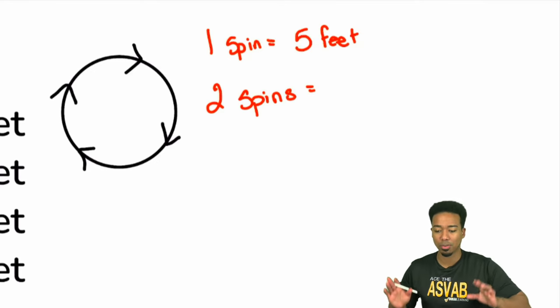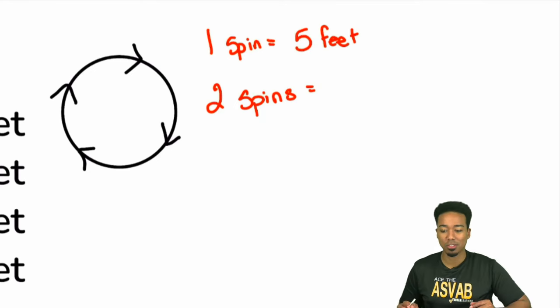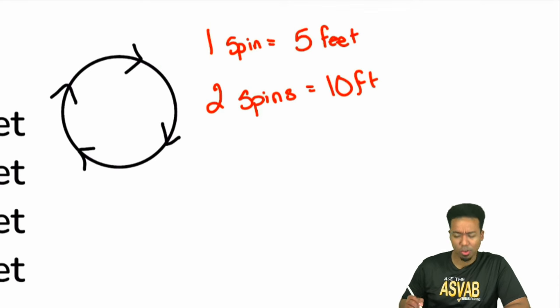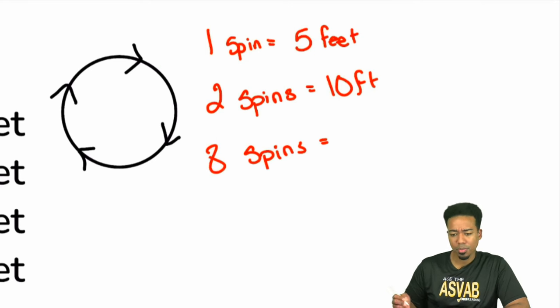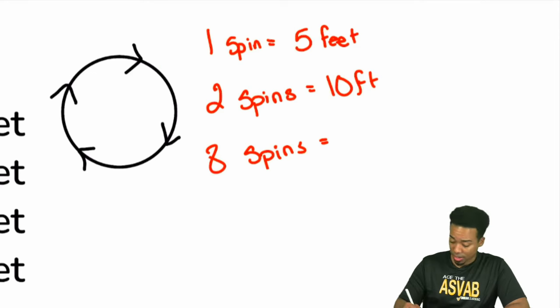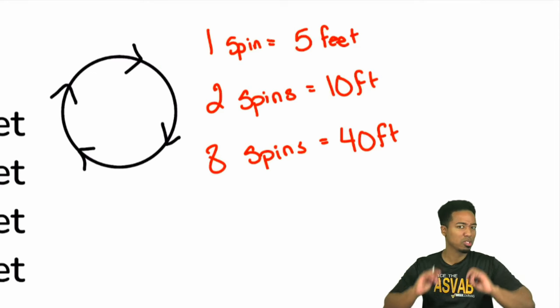I'm just giving a spitball of a number. This is just an example, Shakina. Yeah, it's just an example. So let's suppose that 1 spin is 5 feet. Yeah, 2 spins would be 10 feet. Okay, let's make it a little harder. How many would 8 spins be? 8 spins would be 40 feet, because every spin is 5 in this little example scenario.